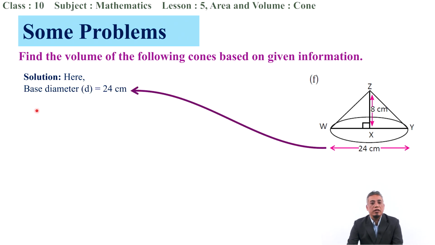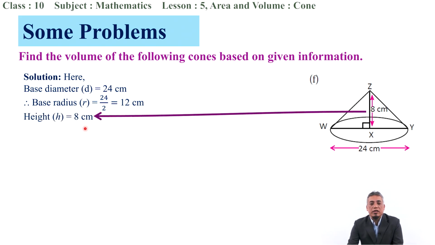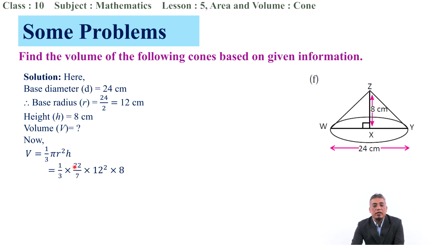So we copied here the diameter d equals 24, and that's why radius equals 24 divided by 2, and this is 12 centimeters. And height is also copied here, it is 8 centimeters. So after getting r and h, we can directly use the formula for volume, which is 1/3 of pi r square h, where pi is 22 by 7, r is 12 and it is squared, and h is 8 as given.